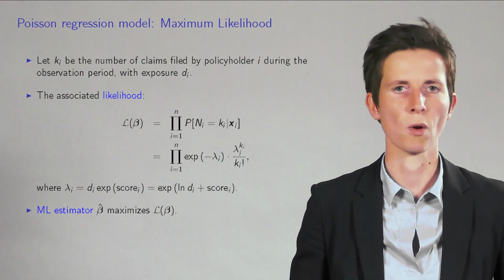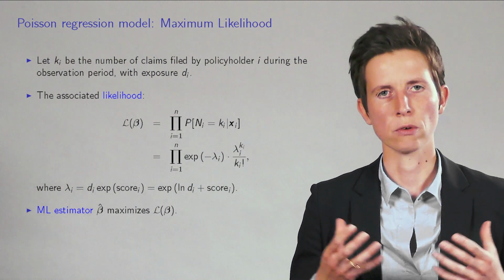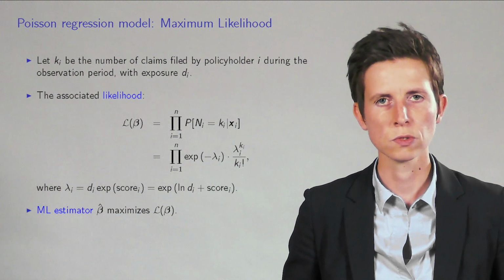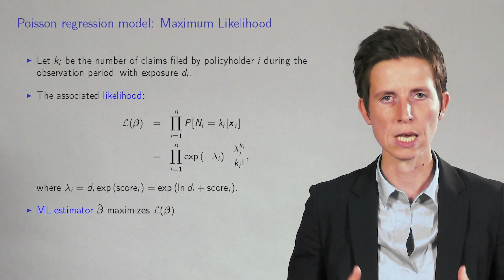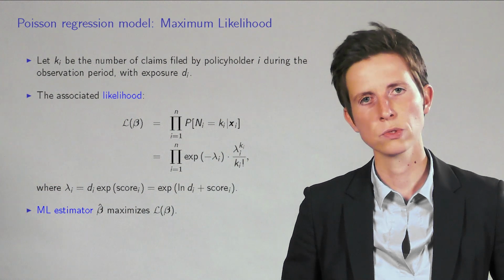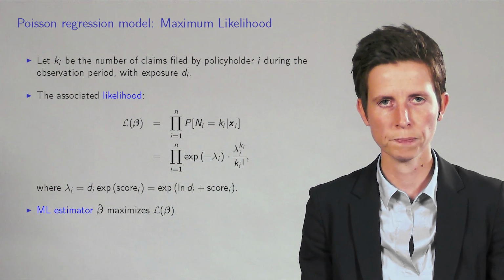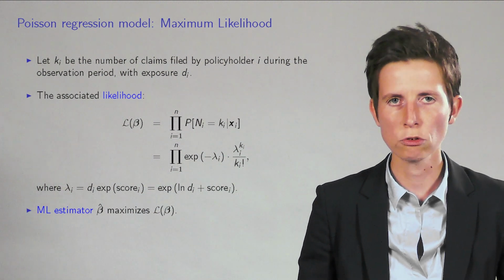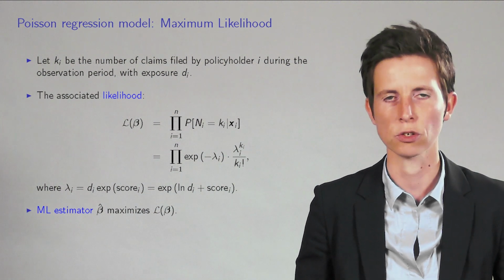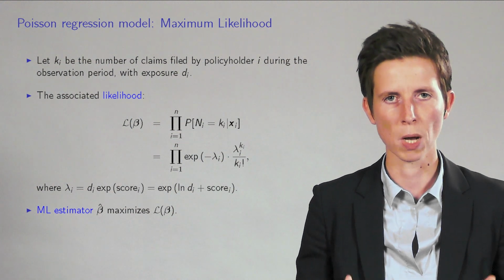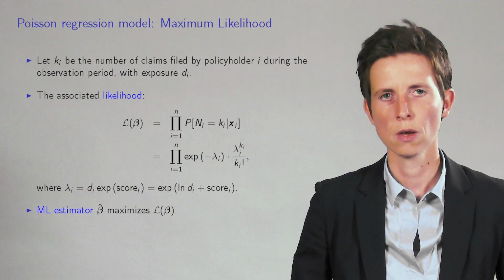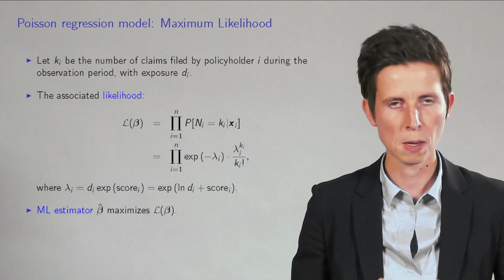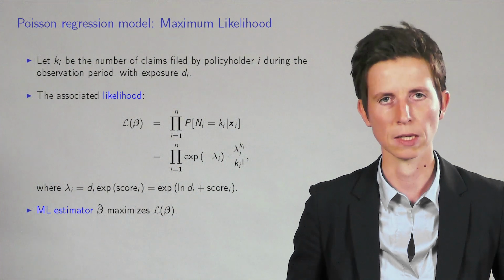Thus, we need the probability that, under our assumed Poisson regression model, policyholder i reports the observed number of claims ki. Of course, we use here the Poisson distribution, with mean lambda i expressed as the exposure to risk times the exponential function of the score of policyholder i. The maximum likelihood estimator of the parameter vector beta maximizes this likelihood.